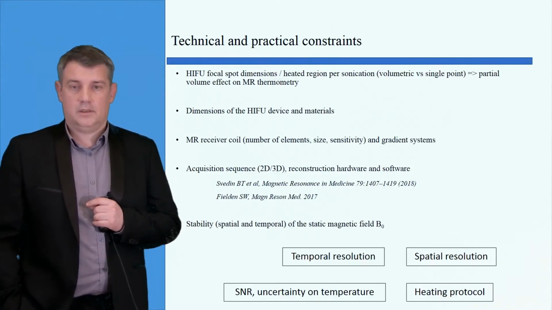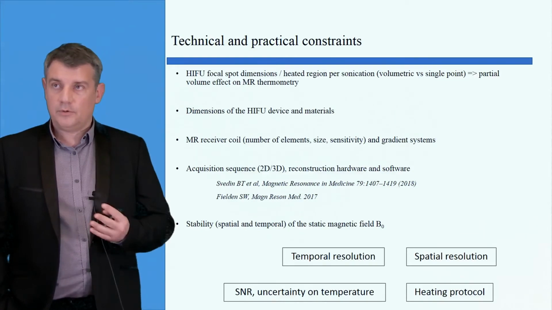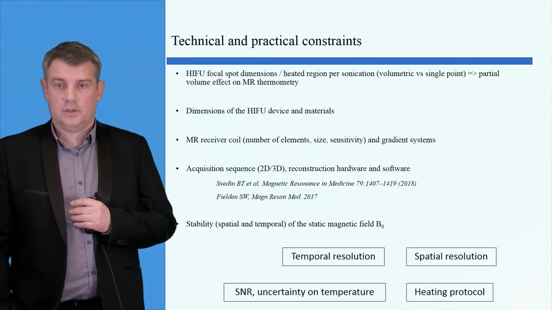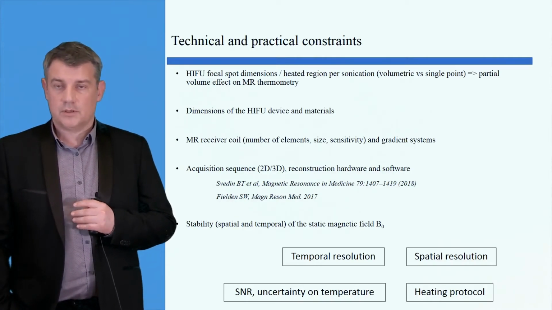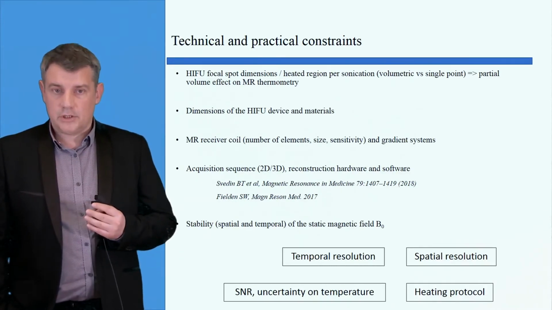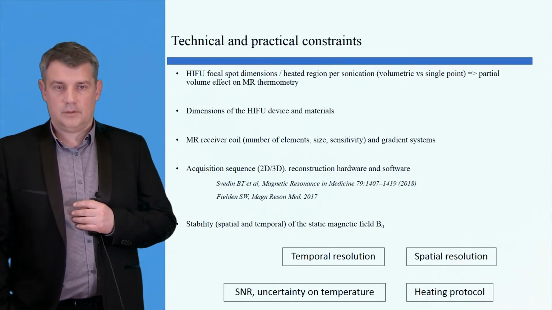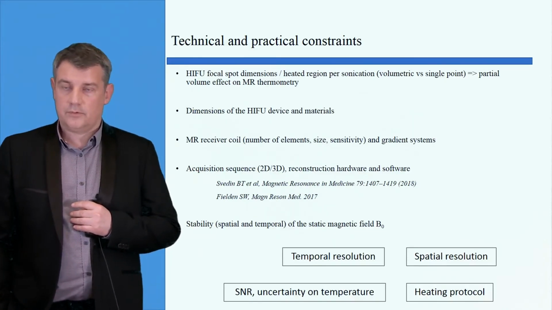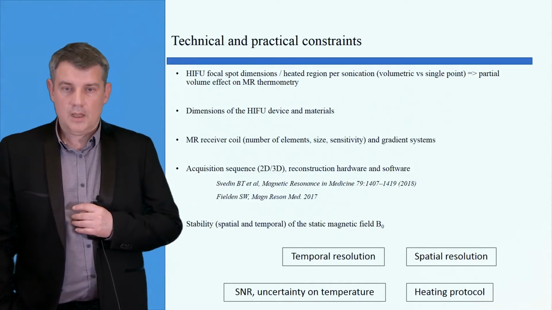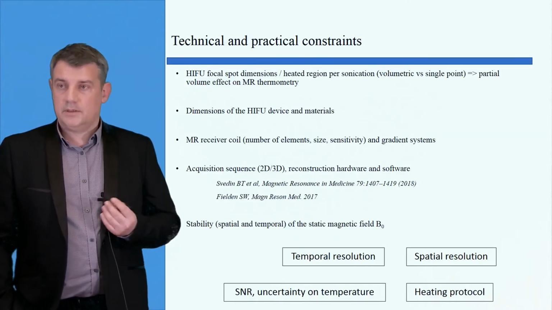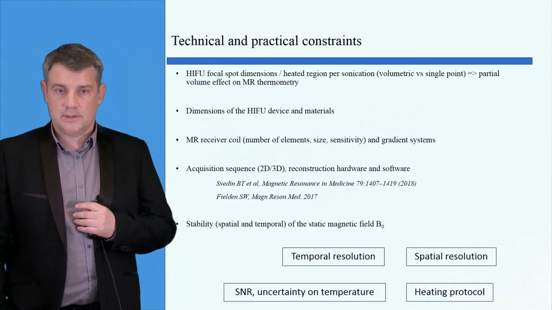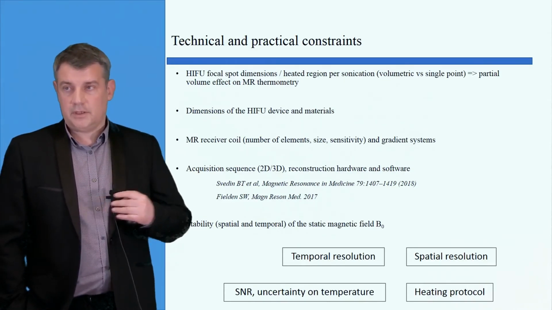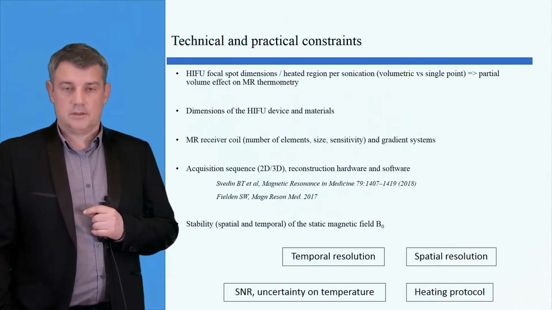How many receiver coils from the MR point of view can I use during the treatment? Is it a single coil? If you use this, you cannot do, for example, parallel imaging. You need to have other methods. What are the performances of your gradient systems? And then what is the acquisition sequence? Is this going to be a 2D or 3D acquisition sequence? And for this, you need to have dedicated reconstruction and hardware and software.